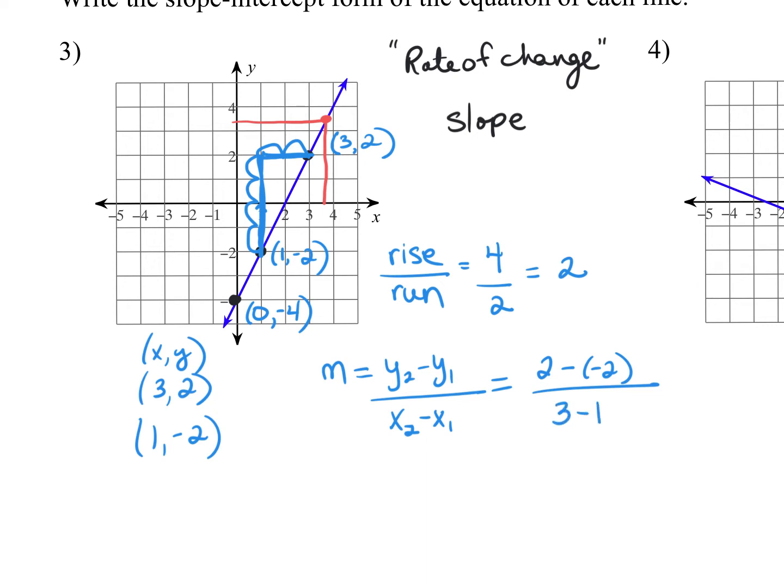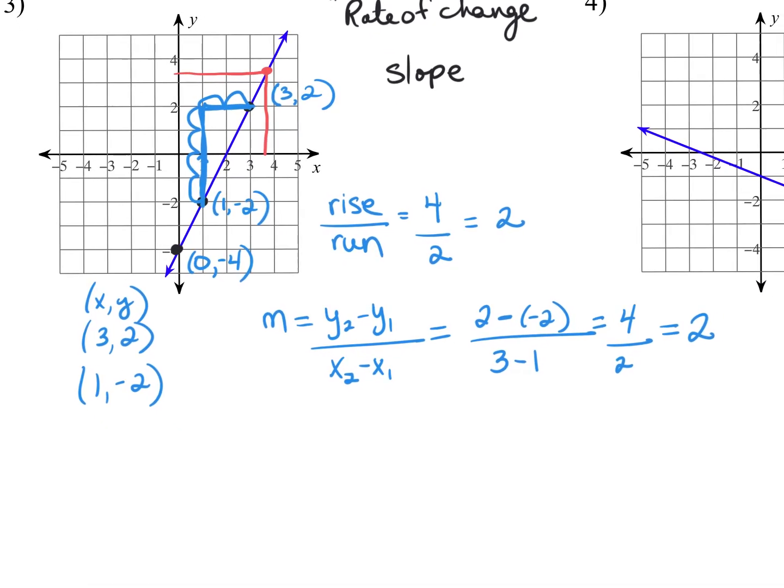Just be careful here. The formula means we have to take the difference of the two y values. So don't accidentally substitute in the -2 as the subtraction sign. So 2 minus a -2 will actually give me a +4. And of course, 3 minus 1 is 2. So of course, I do get 2.